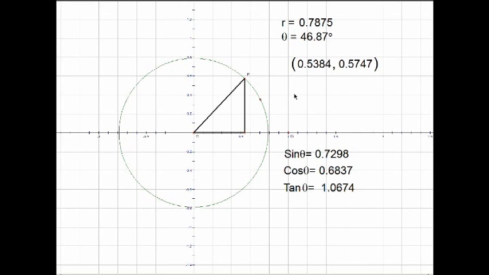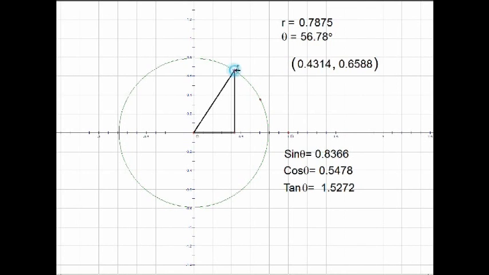Alright, so this is a video that's supposed to explain how the trig functions are defined for any angle. Just to look at what this is here, I have the coordinates of the point P here. R is the radius of the circle, or the hypotenuse. The angle theta is the central angle here.